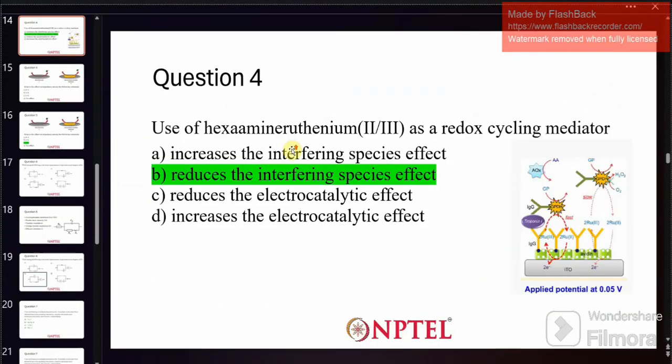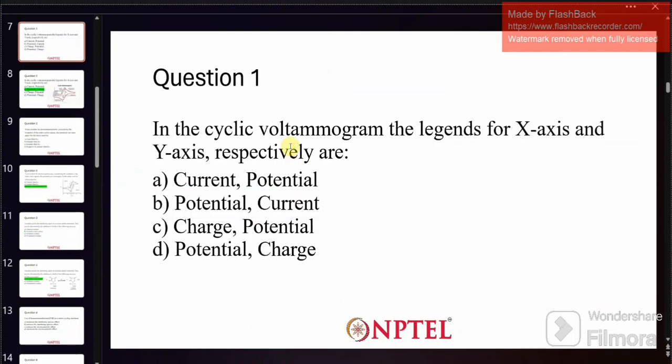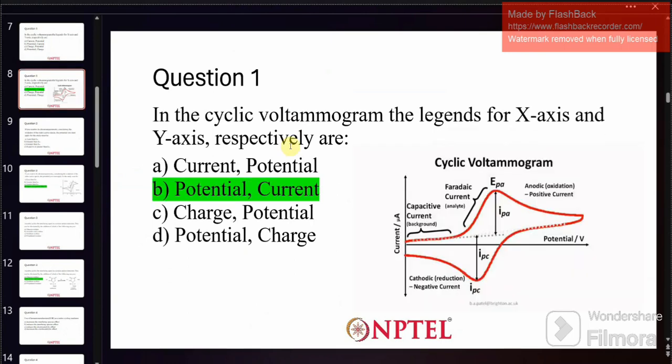These are the questions we solved today. In the first question, what are the legends on the x and y axis of a cyclic voltammogram? Cyclic voltammogram is basically used for sensor detection. Here we apply the voltage and then you detect the current. So your potential is on the x axis and the current is on the y axis.